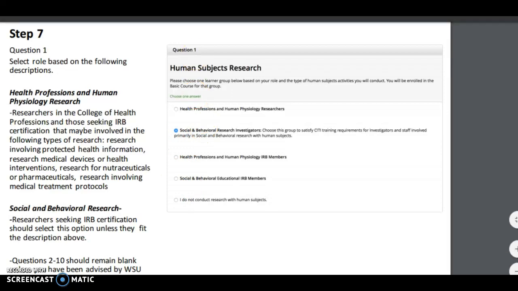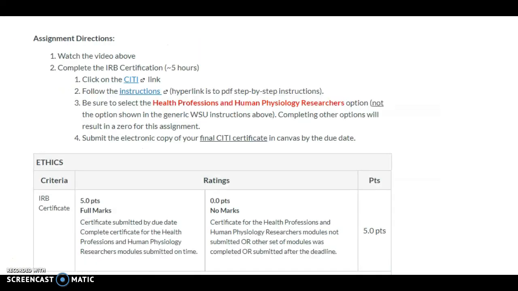So you're going to follow the steps little by little. There's multiple modules within the program. I do believe you can go in and out of the program multiple times at the end of each module, but at the end you will receive a certificate. So you will click on the certificate and save that as a PDF, and that is what you're submitting.